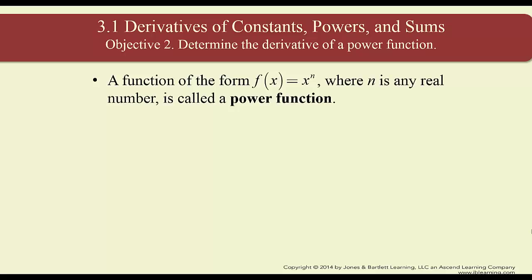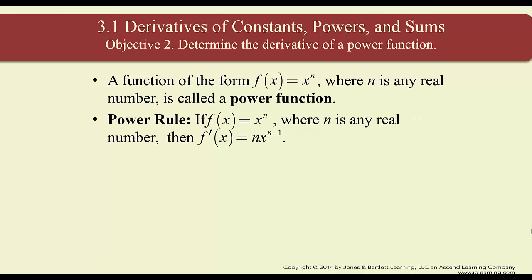Continuing on, anytime you have a function of the form f of x equals x to the n, and n is just any real number you can think of, it's called a power function. Our next rule for computing derivatives is called the power rule. The power rule simply says if your function is x to the n, where n is any real number, then the derivative, f prime of x, equals n times x to the n minus 1.